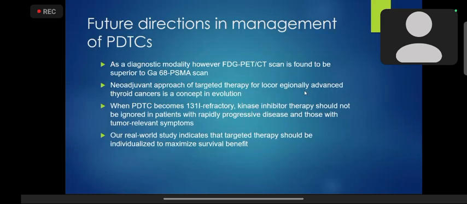What are the future directions for the management? FDG PET scan can be found a better modality for distant metastasis. Neoadjuvant approach can be applied, and targeted therapy for locoregionally advanced disease. And in iodine refractory PDTC, tyrosine kinase inhibitors cannot be ignored. We have to use and try therapy. Which targeted therapy should be used is still not concluded, but lenvatinib is helpful.